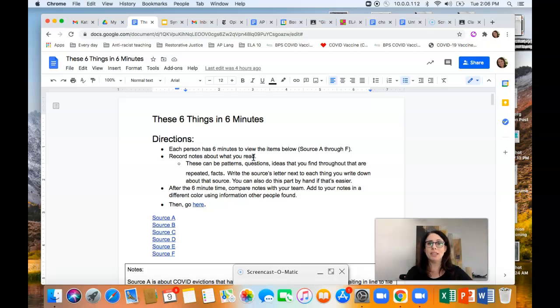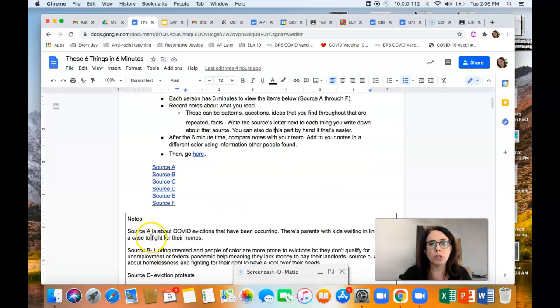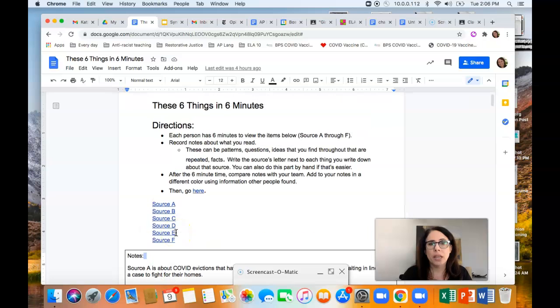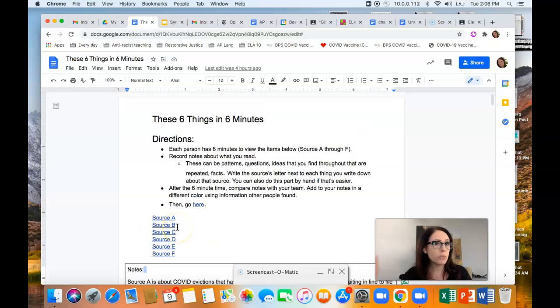So if you have not yet done that, please just pause this video and take 6 minutes on your clock to go through each of these sources, or see as far as you can get, right? And then if you want to record notes below, you can in the box. If not, just record them mentally in your head and then join us after you're done.